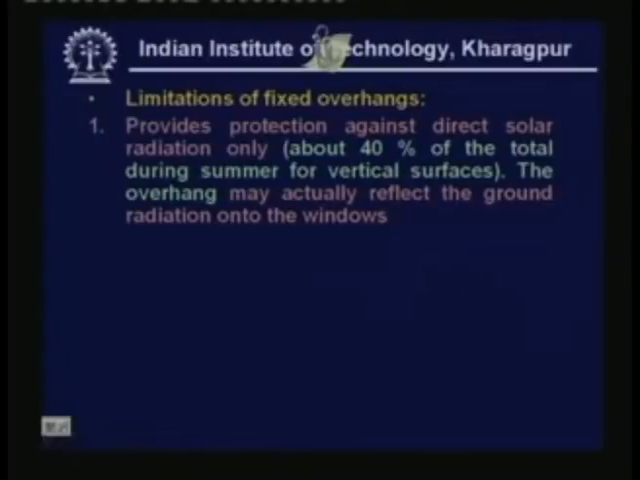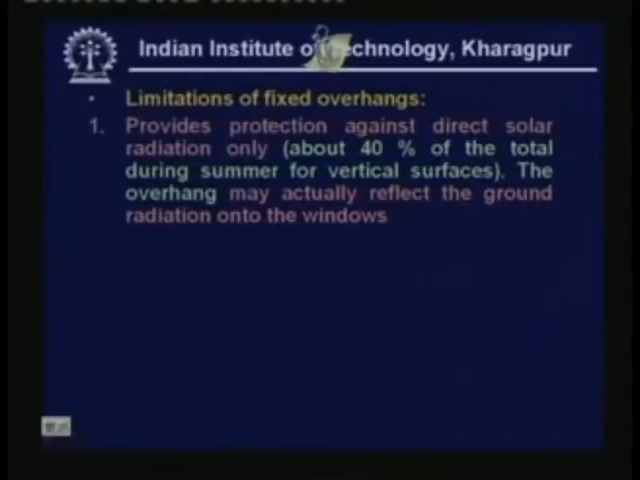of the variation of the transmittivity with incident angle during the peak summer time, for a vertical surface only about 40% of the total solar radiation consists of the contribution of direct radiation. That means about 40% of the total during summer is because of the direct solar radiation, and provision of overhang can only reduce this, right. That means it can only handle the 40%, the rest 60% cannot be handled by the overhang, because the rest 60% consists of diffuse as well as reflected radiation, and an overhang cannot reduce diffuse and reflected radiations.